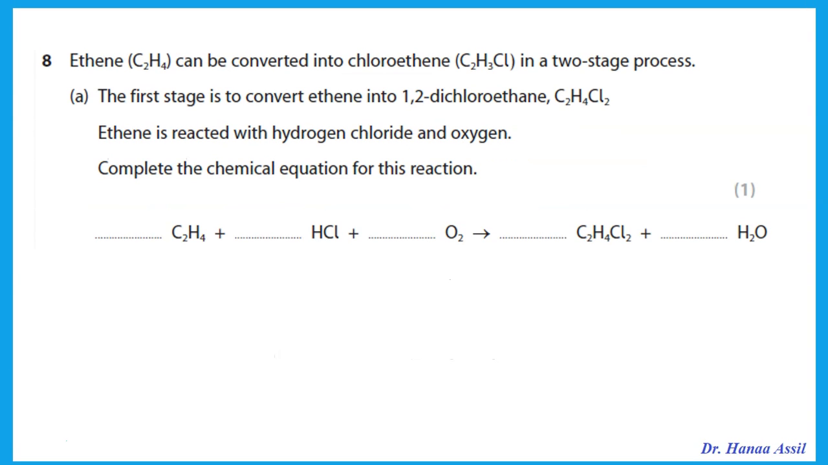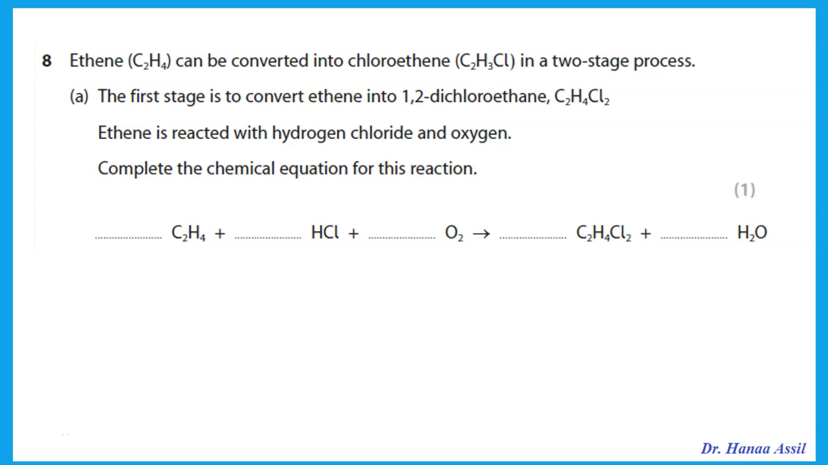Then question 8 says ethene can be converted into chloroethene in a 2-stage process. The first stage is to convert ethene into 1,2-dichloroethane. Ethene is reacted with hydrogen chloride and oxygen. Complete the equation. So basically we're required to balance. Again, how do we balance?